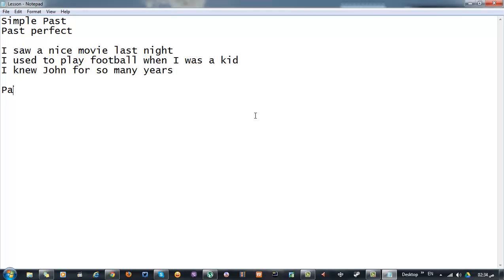But the past perfect is a little bit different. Since we're talking about perfect, we have to use have, has, or had, because it's past here. And this involves using verb 3 after it. So it looks something like this: had seen, had been, which is verb 3 of the verb be.